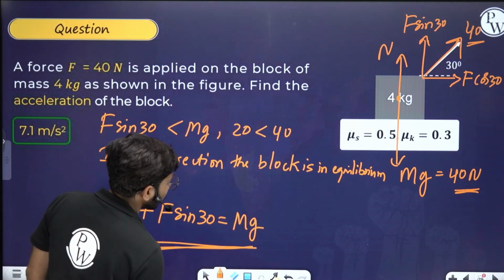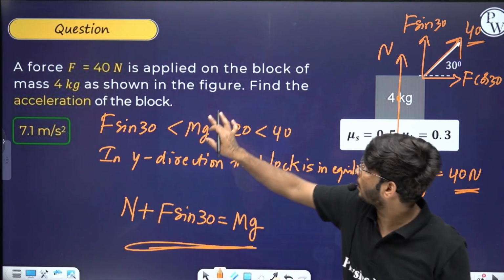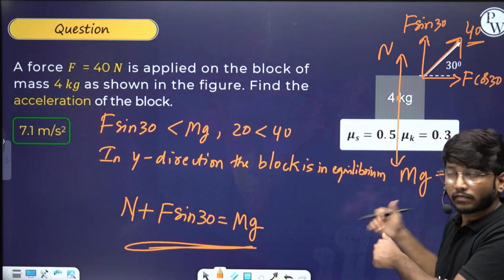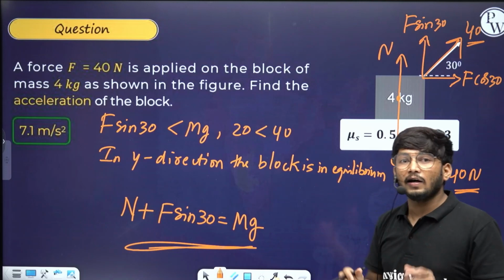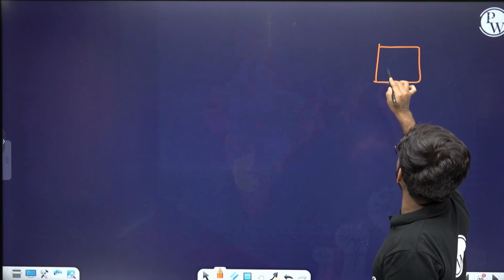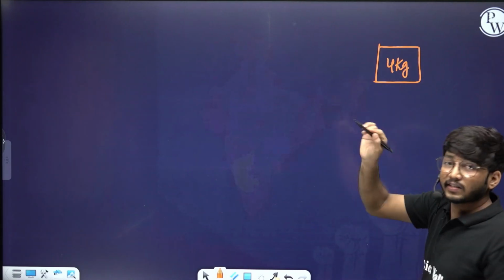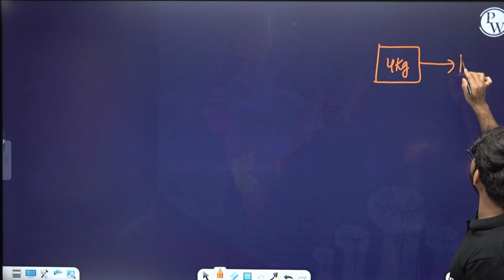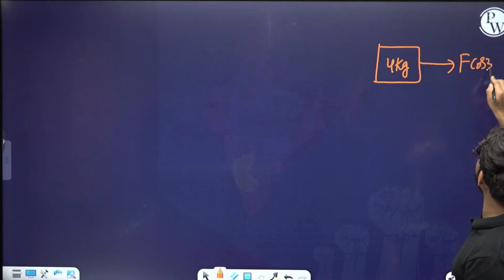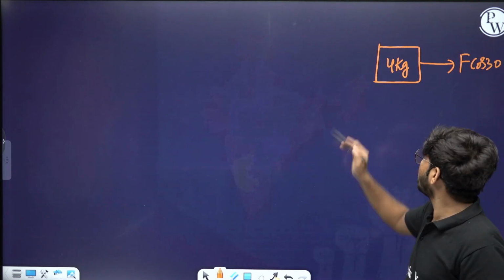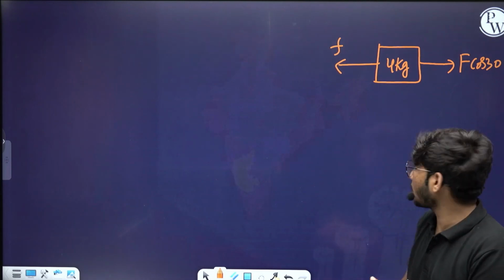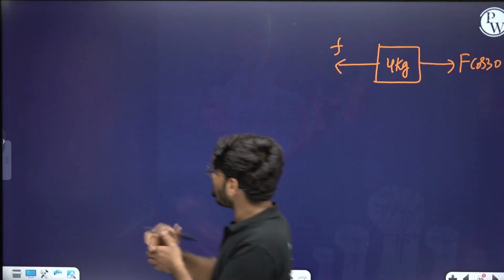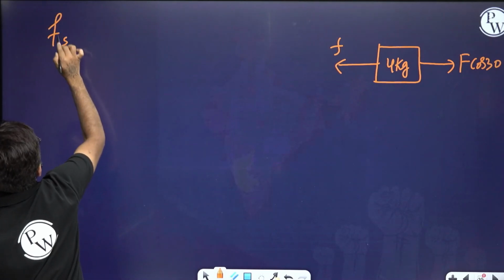So I'm not going to do anything more in the y direction because we need to calculate the acceleration of the block. Acceleration of the block is in which direction? We don't know. First of all, we have to calculate the static friction value. For that, there is a block of 4 kg whose x component of force is F cos 30, and there is going to be friction in the opposite direction. What is the nature of friction? For that, we first calculate.